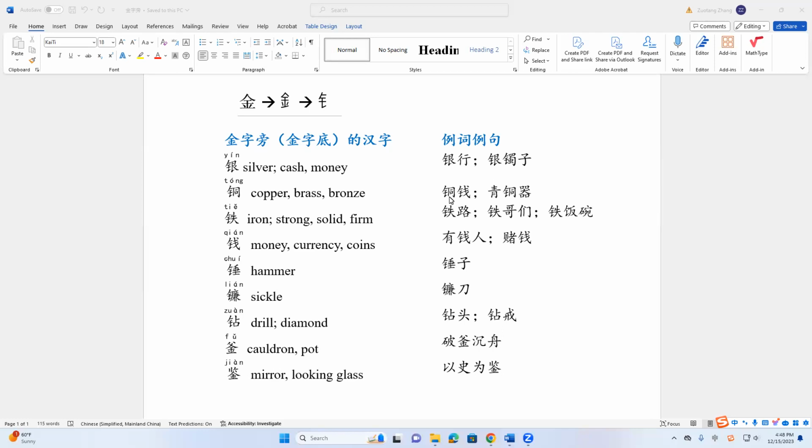And 铜钱, that's the copper money, like the ancient Chinese coins, which are round in shape but have a square hole right in the middle. That is called 铜钱. China stopped using 铜钱 when the last dynasty ended in 1911. The Qing dynasty was the last dynasty that used 铜钱.